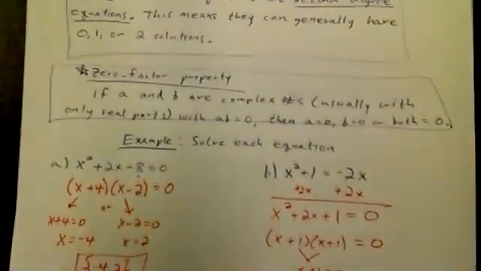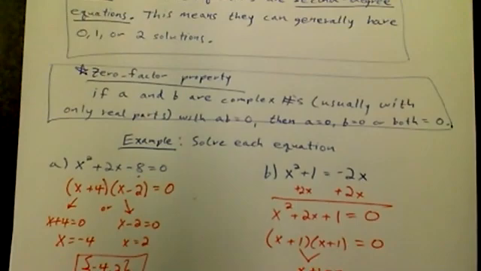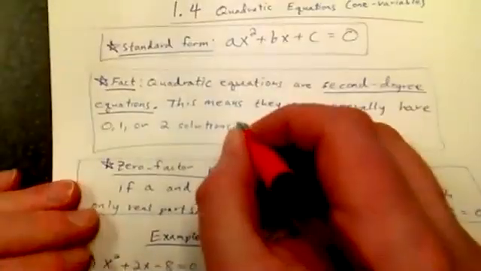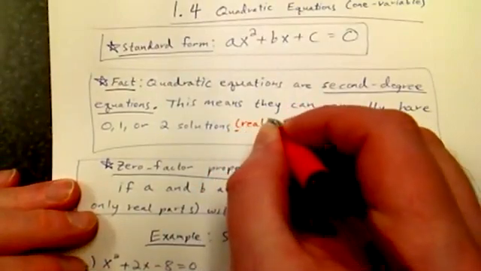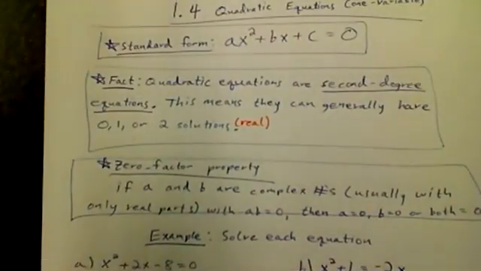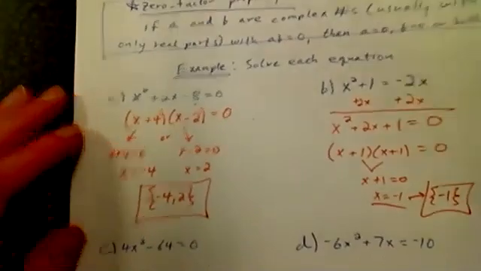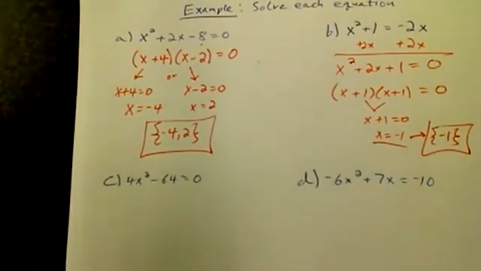One other thing I just thought of, just as I'm making this video actually, is when we said we can generally have 0, 1, or 2 solutions, that's specifically for real solutions, okay? Because we can have complex solutions, but we do know how to deal with complex numbers now. Let's look here at C. 4x squared minus 64 equals 0.